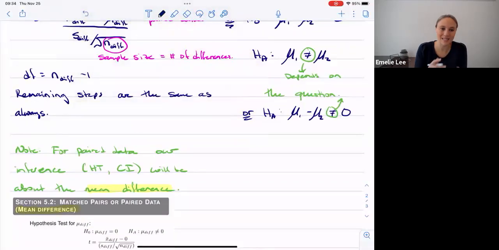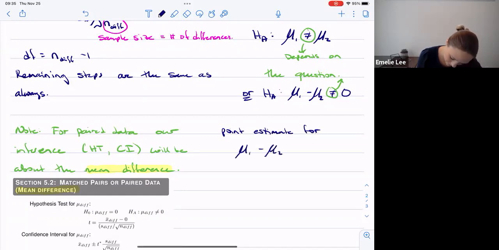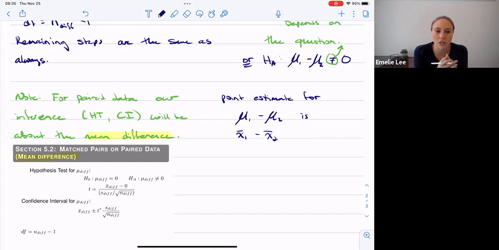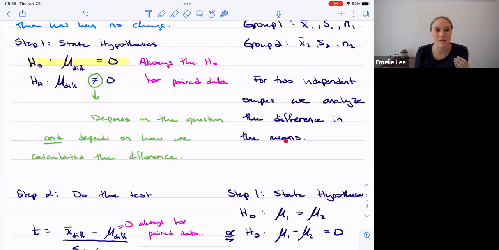Okay, so what's nice is that our estimate is going to be x1 bar minus x2 bar. So our point estimate for mu1 minus mu2 is x1 bar minus x2 bar. That's our best guess at what mu1 minus mu2 is. Remember, we're analyzing the difference in the means, mu1 minus mu2. If they're the same, then that difference is not significantly different from 0. Gotta just stay on top of all the words.